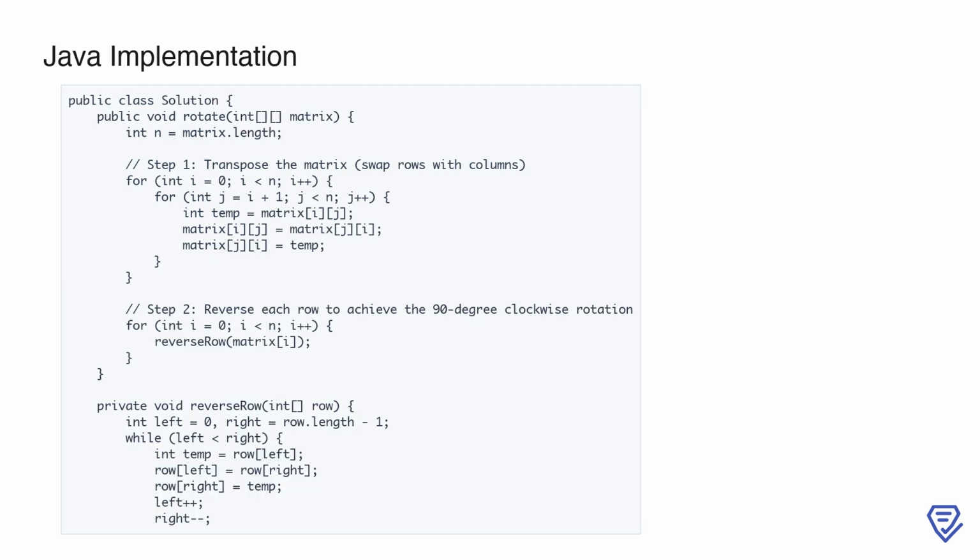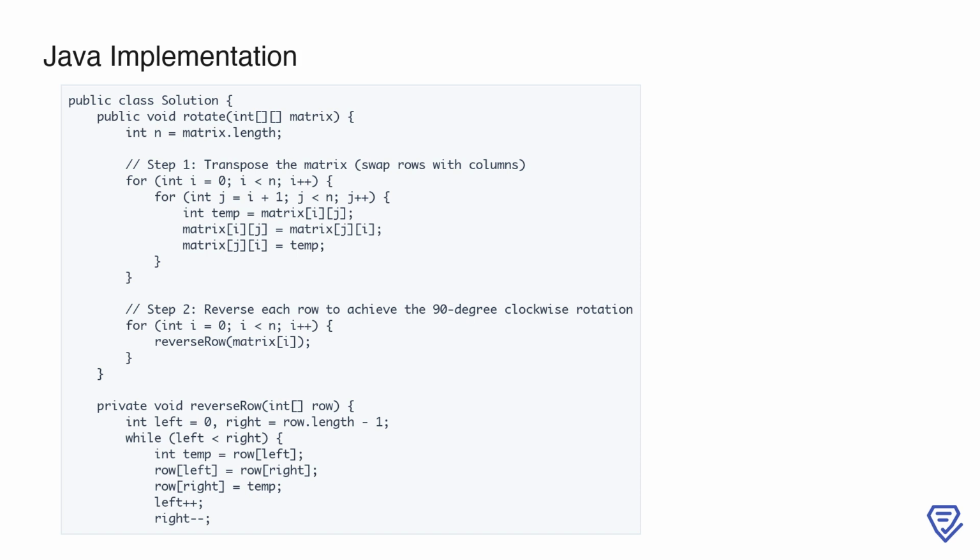Here, we are implementing the solution to rotate a 2D matrix by 90 degrees clockwise. First, we define the method rotate that takes a 2D integer array matrix as input. The variable n holds the size of the matrix since it's always square. The process begins with transposing the matrix, which means swapping rows with columns. To achieve this, we use a nested for loop.